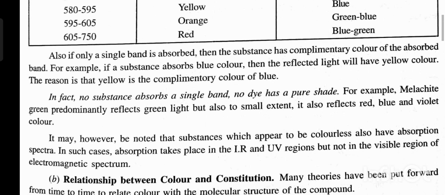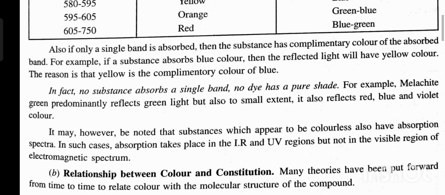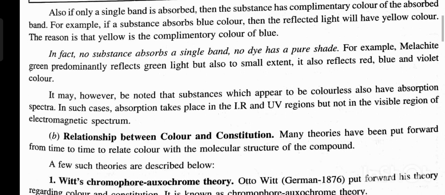In fact, no substance absorbs a single band. No dye has a pure shade. For example, malachite green predominantly reflects green light, but to a small extent it also reflects red, blue, and violet colors. It may however be noted that substances which appear to be colorless also have absorption spectra. In such cases, absorption takes place in the IR and UV region but not in the visible region of the electromagnetic spectrum.